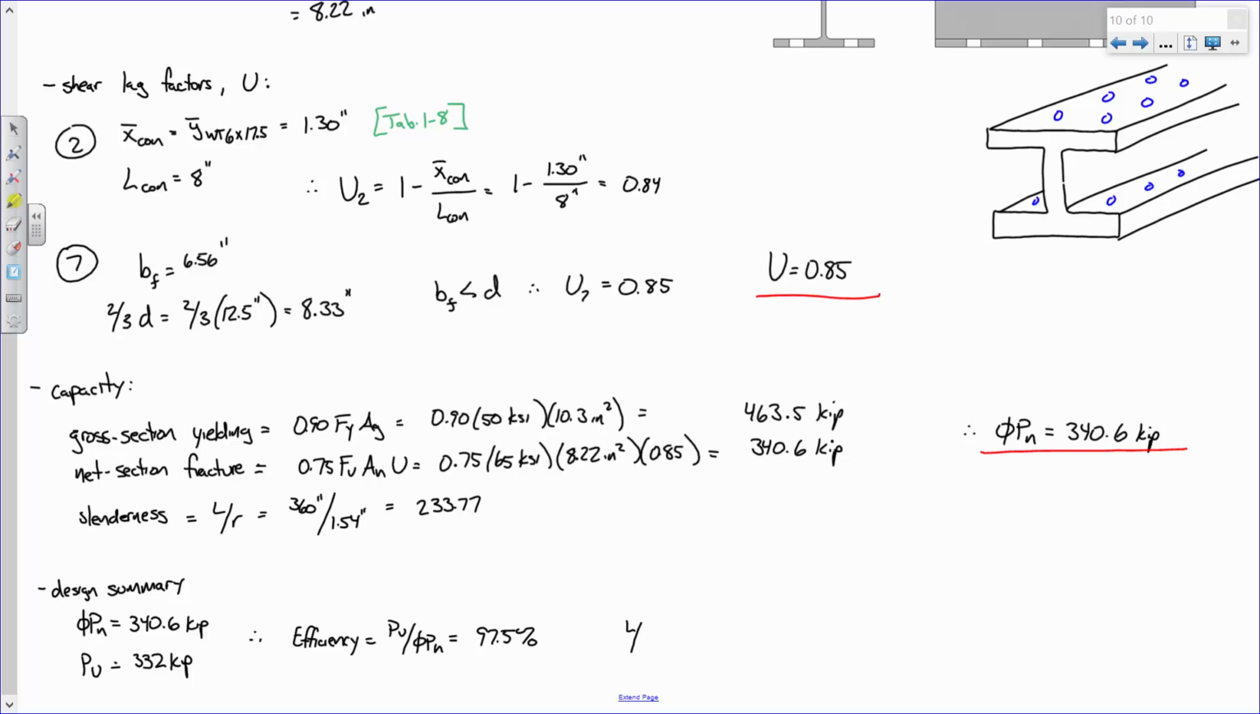I also know that L over r is 233.8. That's good as well because it's less than 300. So what is the answer to this problem? The answer is use a W12 by 35. That's the answer. The problem said we need to pick a shape that can resist these loads.